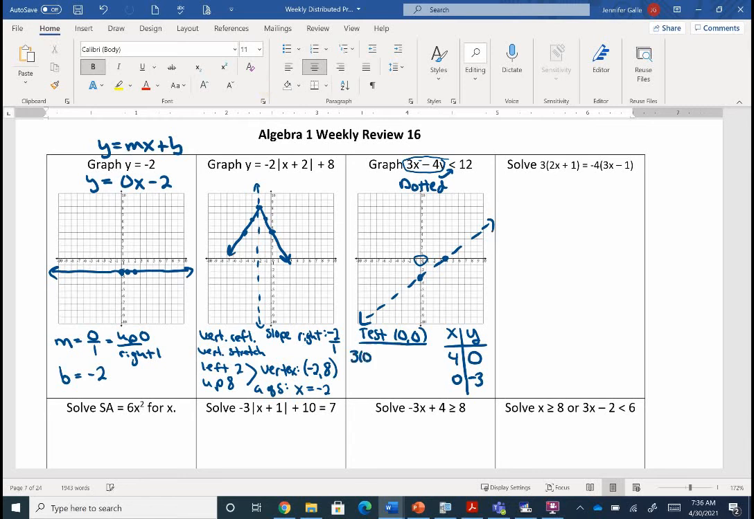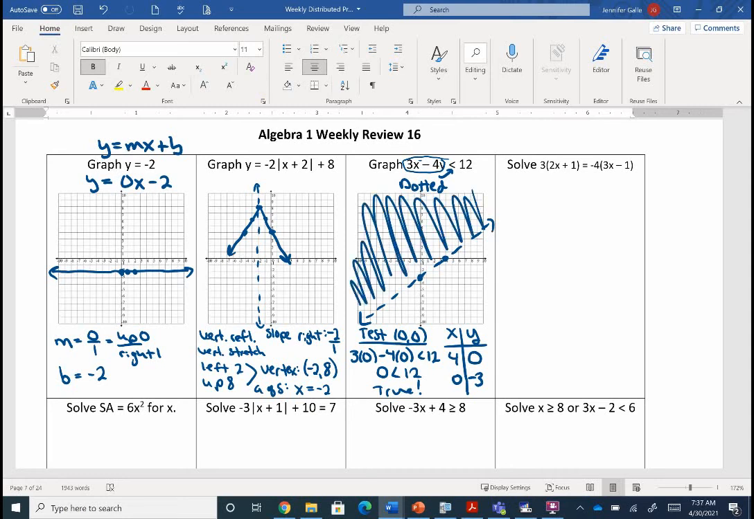So I put 0 in for x, I put 0 in for y, and see if that makes the left side less than 12. Since I'm multiplying by 0 on the left, the whole left side is 0. Is 0 less than 12? Yes, it is. That's true. 0, 0 made the left side of my inequality less than 12. So I shade the side with 0, 0. Now, if 0, 0 would have been false, I would have shaded the bottom side of the line.